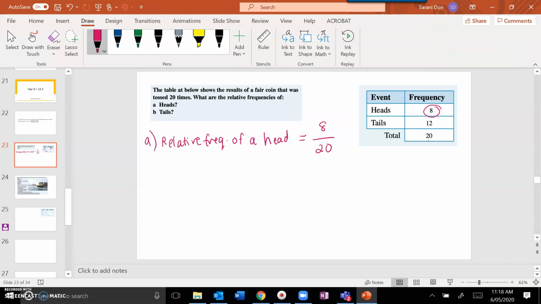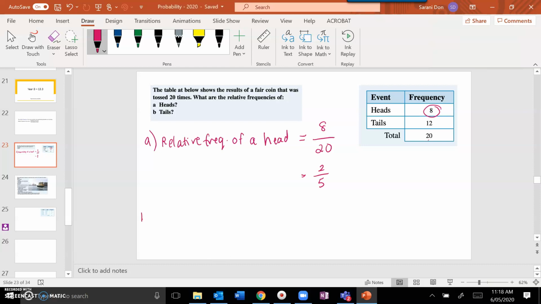And remember what I said, you need to simplify as much as you can. So 8 out of 20, I'm going to keep simplifying. Don't get confused between prime and composite numbers. It's got nothing to do with that. It's about how you can divide both these numbers until you can't divide them anymore. So I know I can divide these by 4. So I can say 2 over 5. That's it. So just a fraction.